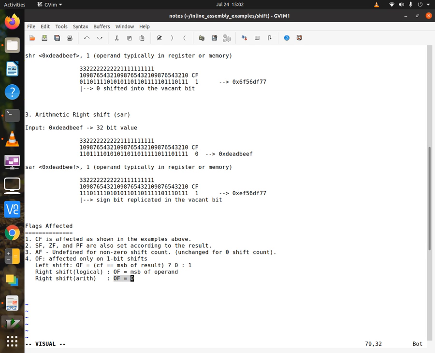In the next video, we will see some examples which use these instructions, and that should give us a better feel for the shift instructions in action.